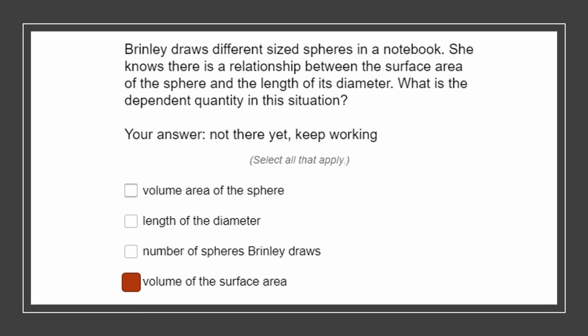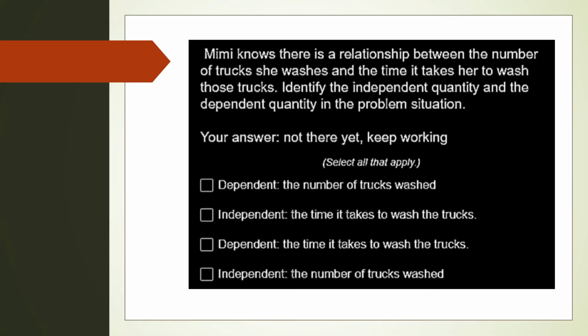Here you will see the dependent quantity for Brinley is the volume of the surface area. The volume of the surface area depends upon the length of its diameter. So the dependent quantity is the surface area of the sphere, and the independent quantity is the length of its diameter.